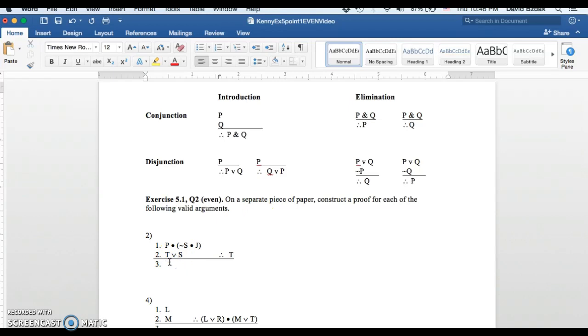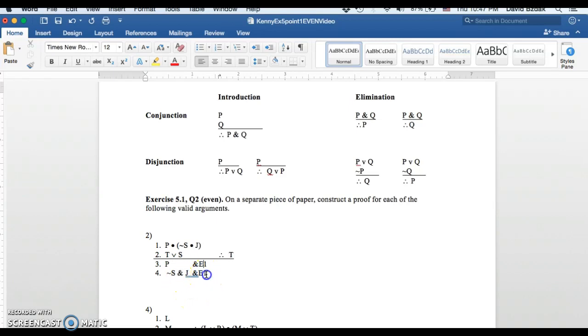Okay. So what we can do is we can get P by itself, by conjunction elimination of 1. And we can also get not S and J by itself, also by conjunction elimination of 1. Right, so we know this conjunction is true, and the conjunction elimination rule says if a conjunction is true, you can get either conjunct by itself or both. So we got this one by itself here, this one by itself here.